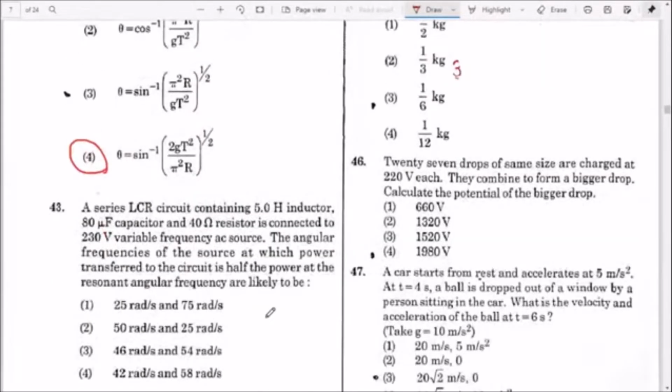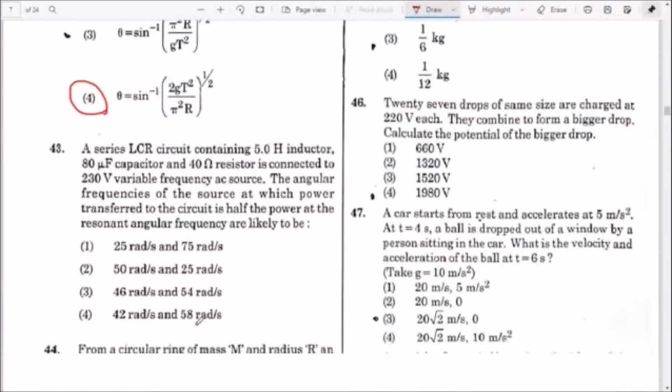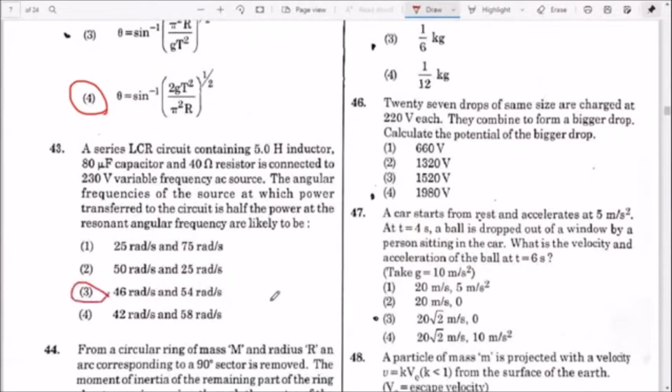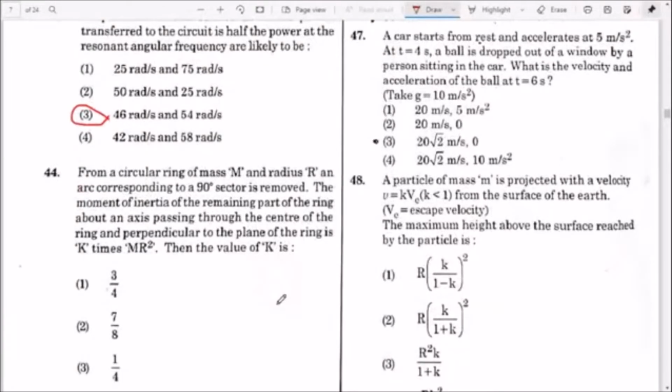A series LCR circuit containing a 5.0 H inductor, 80 microfarad capacitor and 40 ohm resistor is connected to a 230 volt variable frequency AC source. The angular frequencies of the source at which power transferred to the circuit is half the power at the resonant angular frequency are likely to be... 3. Option number 3 is the correct option, students: 46 radians per second and 54 radians per second. Question number 44. From a circular ring of mass m and radius r, an arc corresponding to a 90-degree sector is removed.